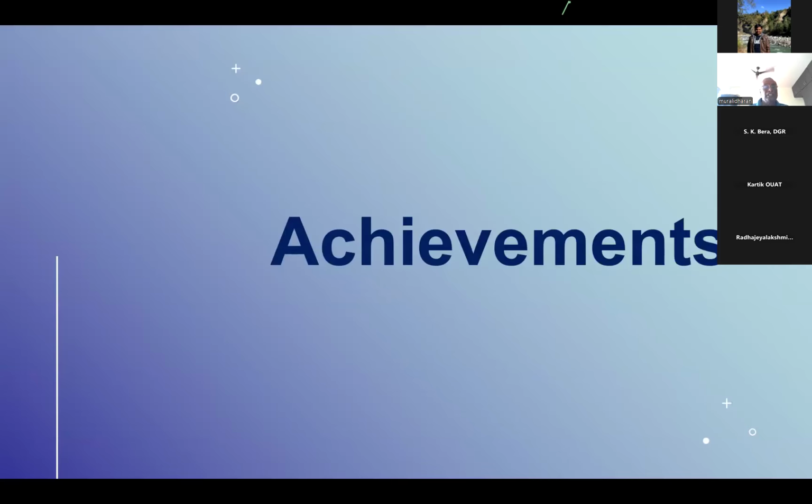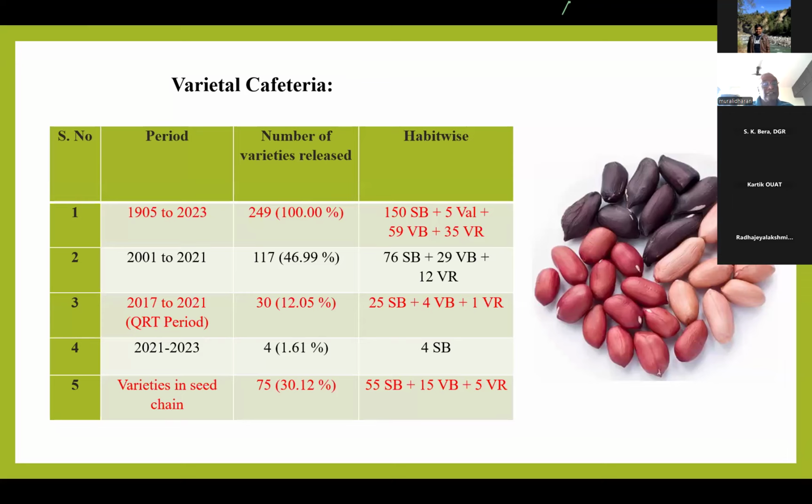Achievements. See, in 1905, the first release C501. As on date, up to June 2024, we have released 252 varieties, of which 150 are Spanish bunch, 5 are Valencia, 59 Valencia bunch, and 35 are Virginia runner. And varieties in the seed chain, there are 75 varieties, of which 55 are Spanish bunch, 15 are Valencia bunch, and 5 are Virginia runner.